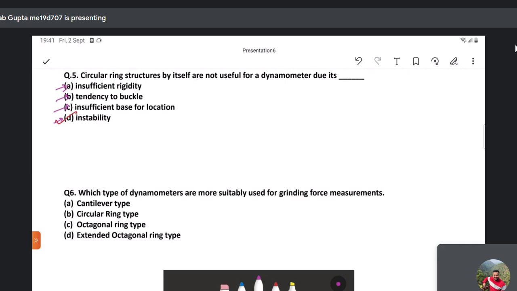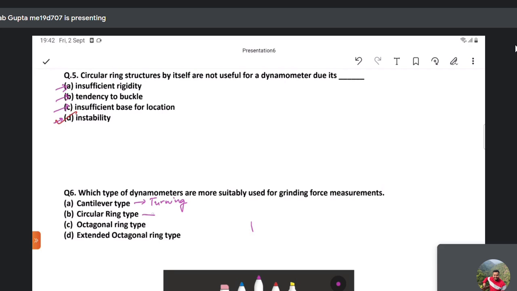Along with that, it should also be sensitive. That is the most important thing, rather the primary requisite for any dynamometer. So which type of dynamometers are suitable for grinding force measurements? Cantilever type. Mostly we use cantilever type for turning operations. It is suitable for those types of settings.